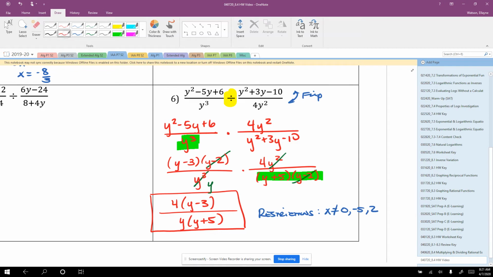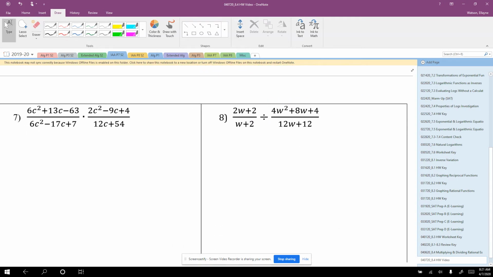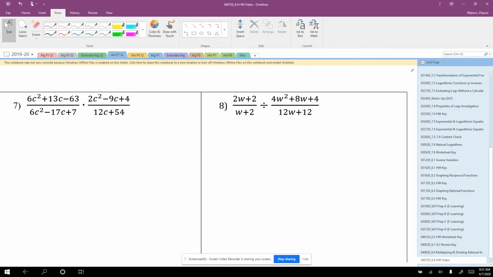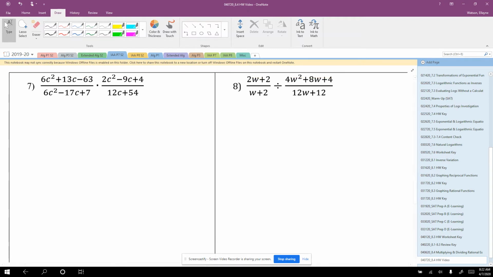Okay, all right, let's continue on to number 7. So this one gets a little trickier because you have to factor when a is not equal to 1. Okay, so let's start. This is multiplication, so we don't need to flip anything. So this is really kind of factoring. All right, so let's first factor.